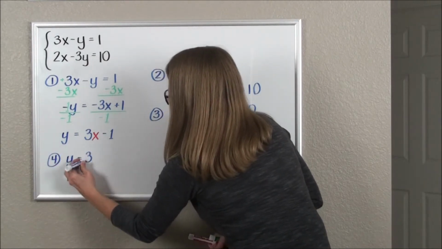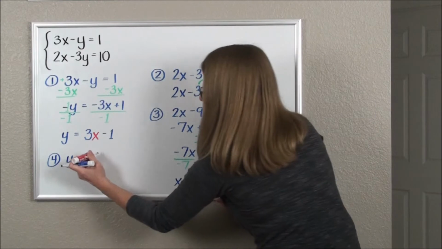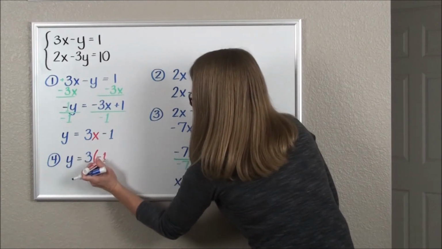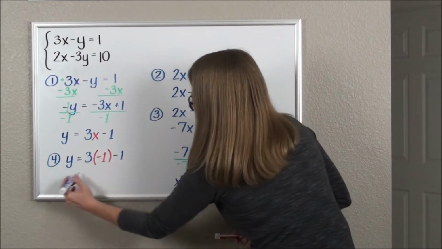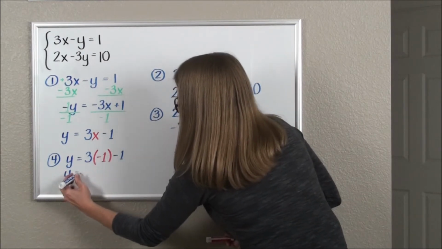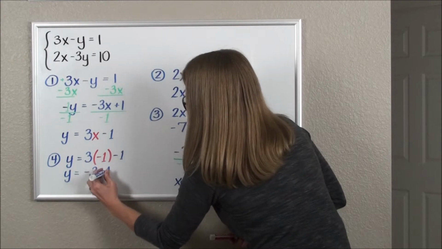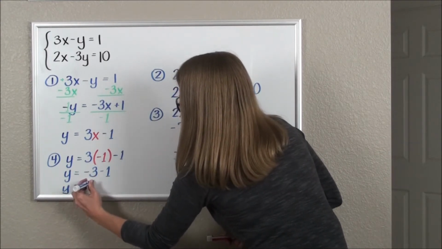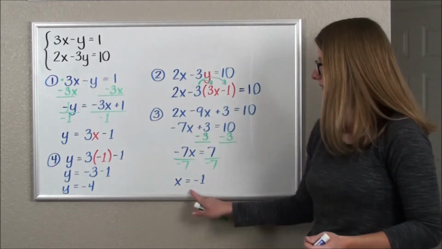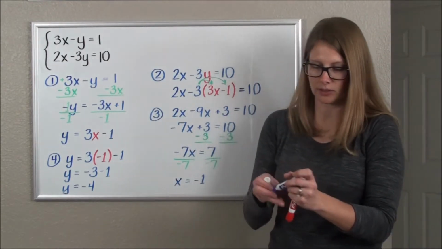So y equals 3 times x, so in this case times -1, minus 1. So y equals 3 times -1 is -3, and then -3 minus 1 will give me -4. So I have found an x value and a y value. That's enough for my solution.